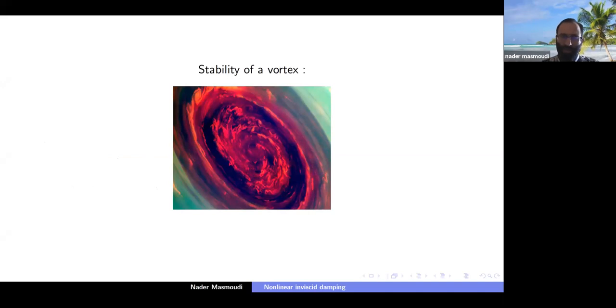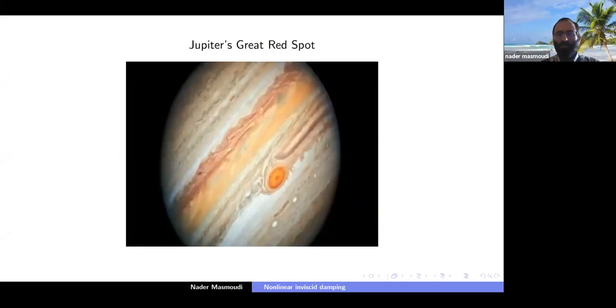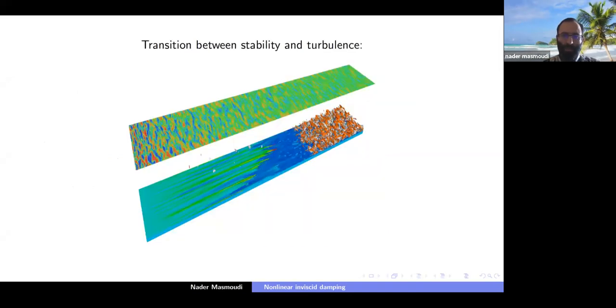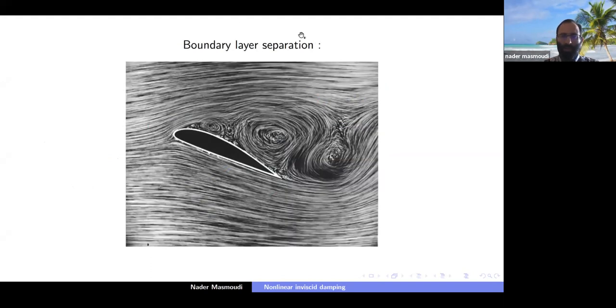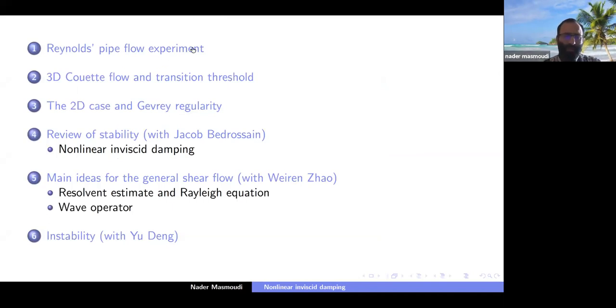This is, for instance, a picture about stability of vortex. This is about Jupiter's red spot, transition between stability and turbulence, between a laminar flow and a turbulent flow, and the well-known boundary layer separation. Of course, today I'll be only talking about stability. This is a small plan of my talk. I'll recall the Reynolds experiment. I'll give a few results about 3D, but my talk will mostly be about 2D. I'll be talking about these 3 results with Jacob, Weiran, and Yu Dang.